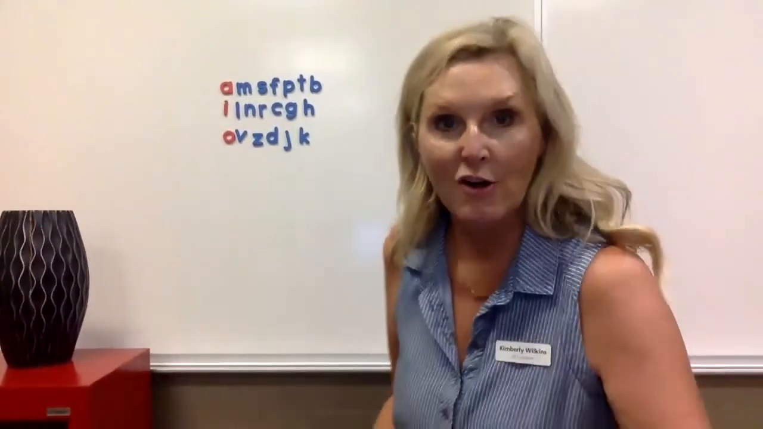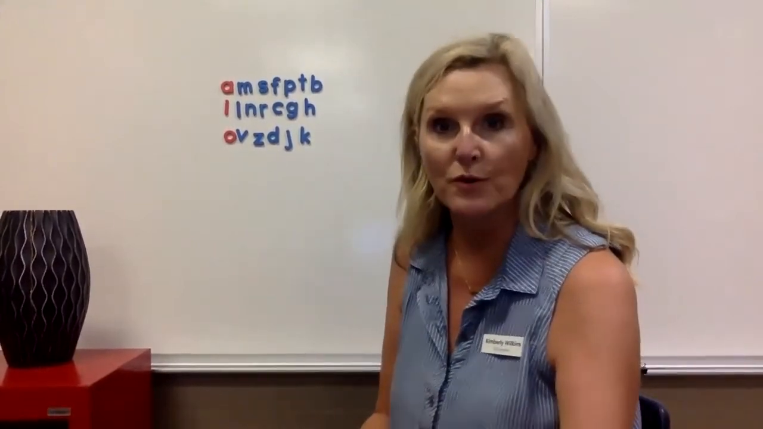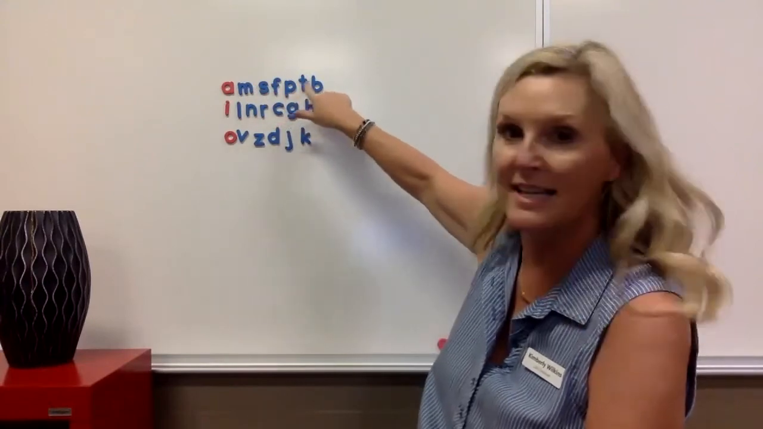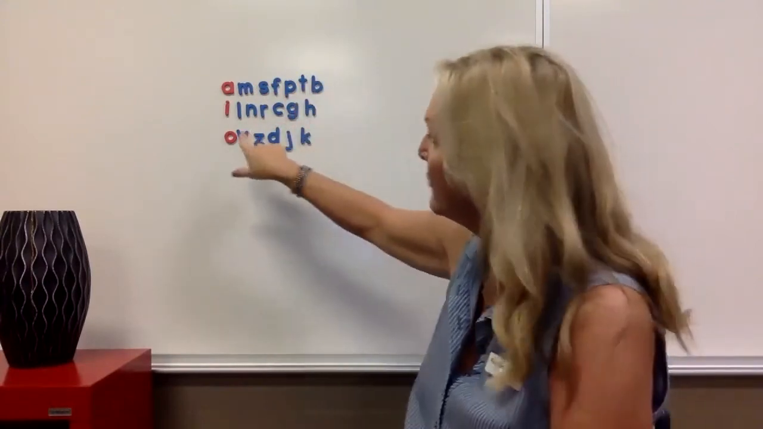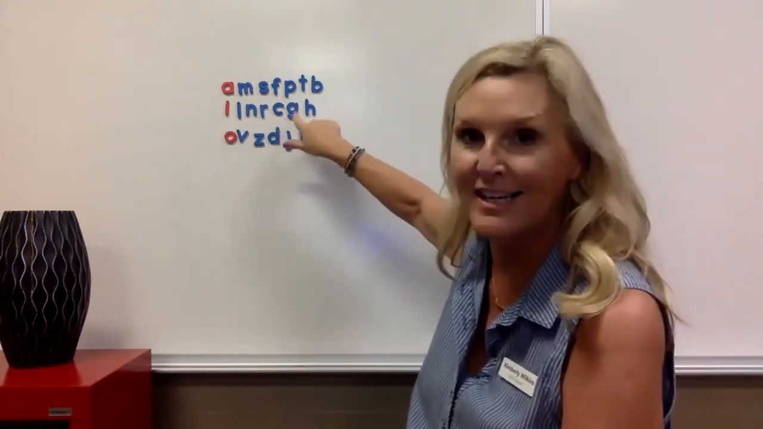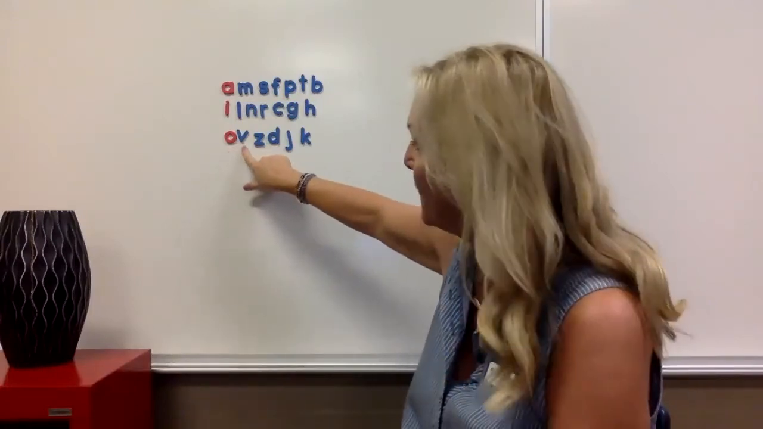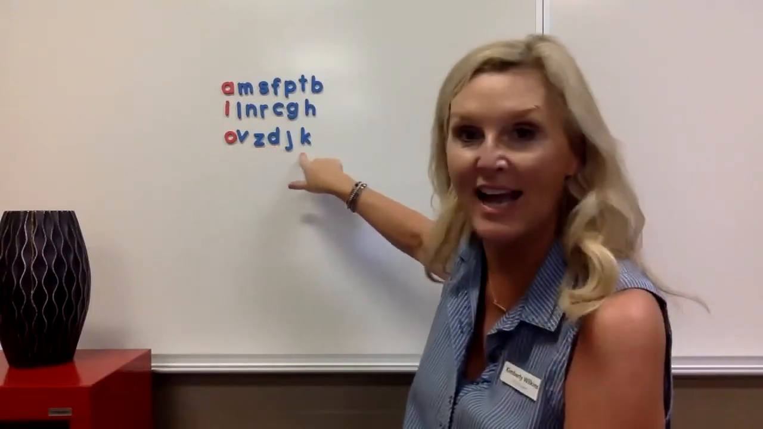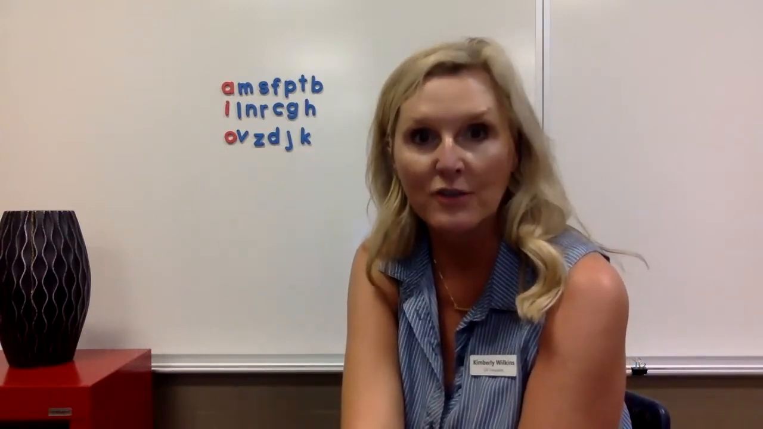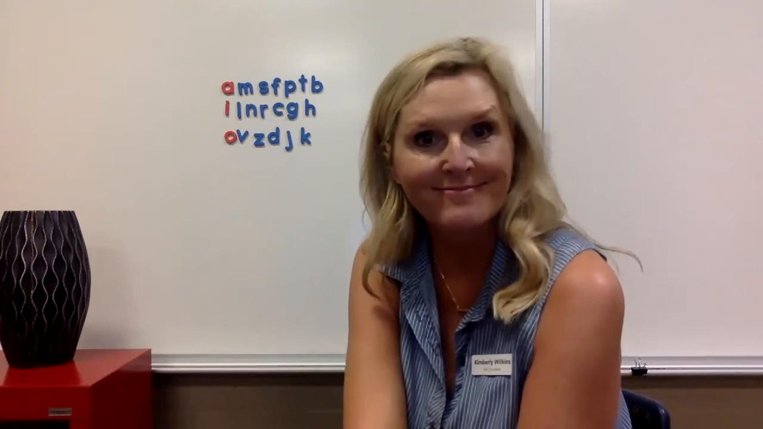You need to get out all your letters that look like this, and you need to put them in this order. So you'll put A, M, S, F, P, T, B, and under that you'll put I, L, N, R, C, G, H, and then on the bottom are new letters, O, V, Z, D, J, and K. If you need to pause this video right now to get your letters ready, do that and then come back and let's push and pull our letters.